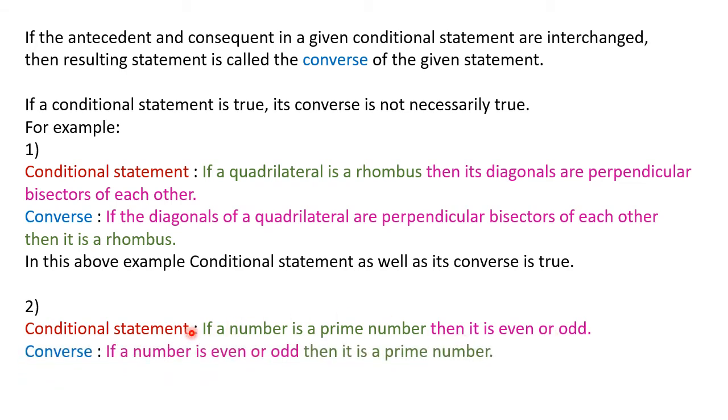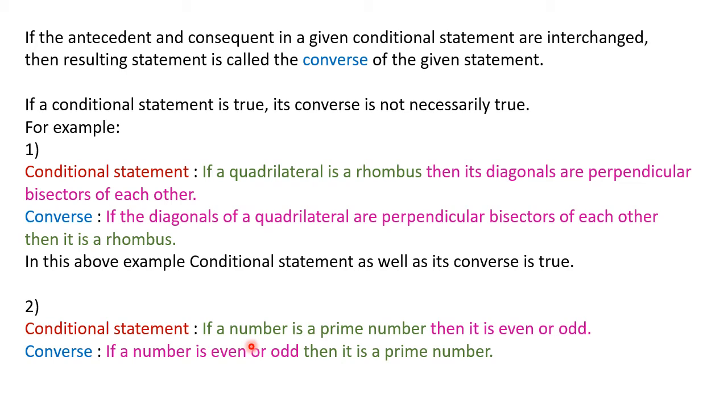Let us see what is the converse. If the number is even or odd, now the then part will come here, the pink part will come here. If the given number is even or odd, then it is a prime number. So here the converse is not true. Okay, so if the given number is even or odd, I can take any even number. If I take 4, then 4 is an even number. But is it a prime number? No, it is not a prime number. It is a composite number because 4 comes in 2's table also. So here the converse is false.